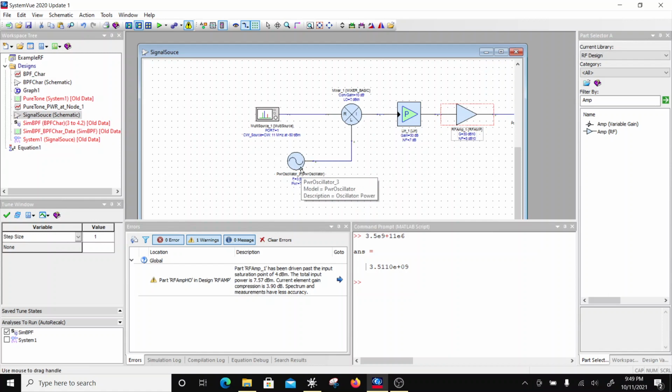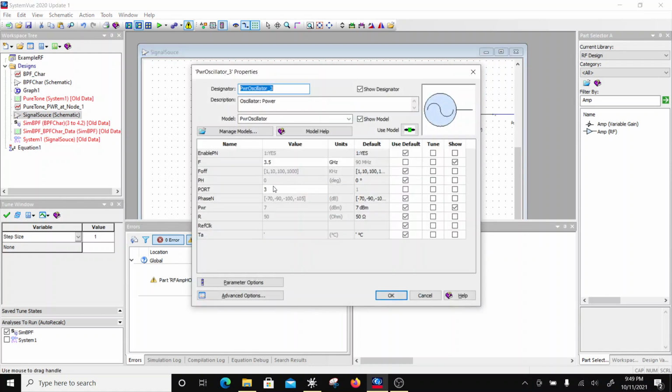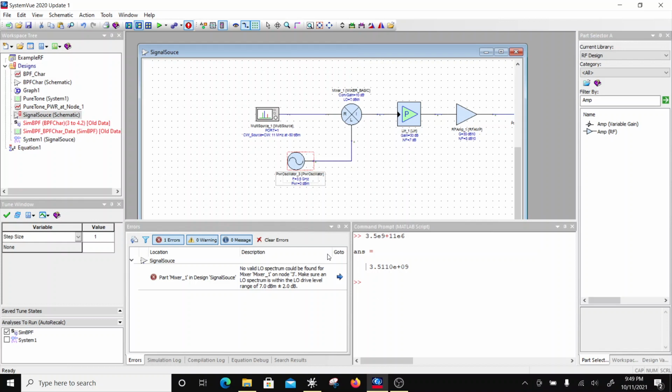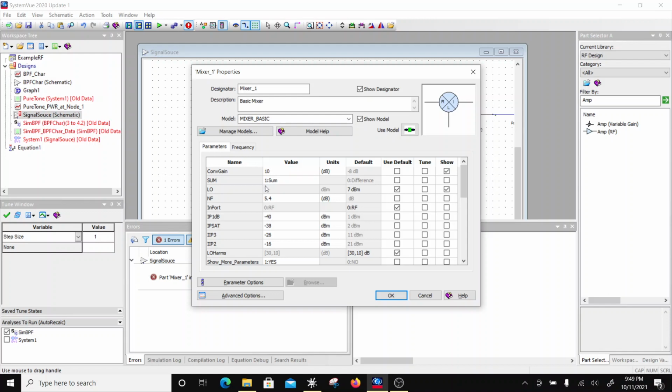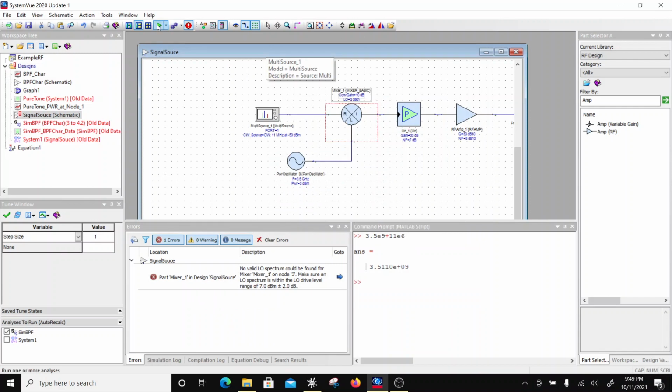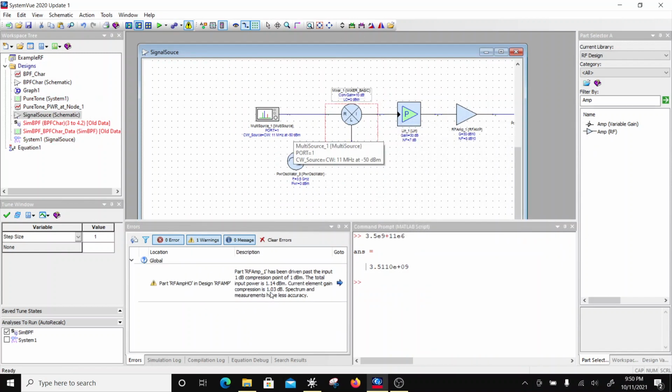Why would allo be contributing? Because in Gilbert cell mixer, allo, the conversion gain doesn't respond to allo beyond a certain point. Let's put that allo power to be 0 and then simulate this. No valid allo spectrum could be found for the mixer. Oh, so it means that 7 over here is linked here also. Okay, let's see what happens now. Okay, we are back to where we were.